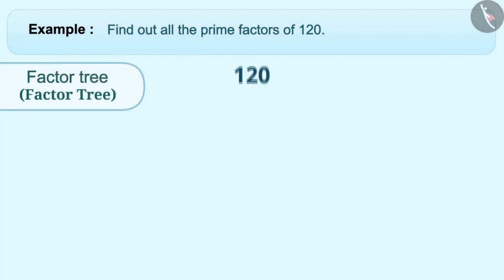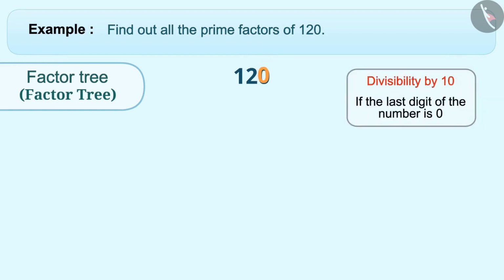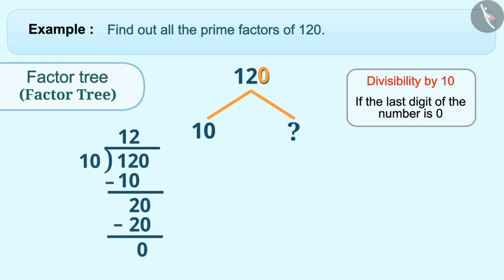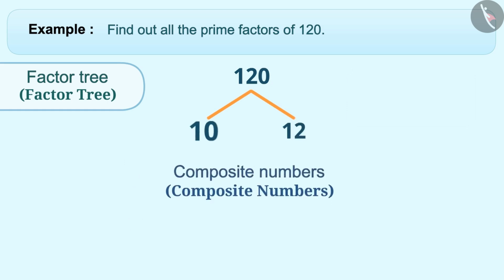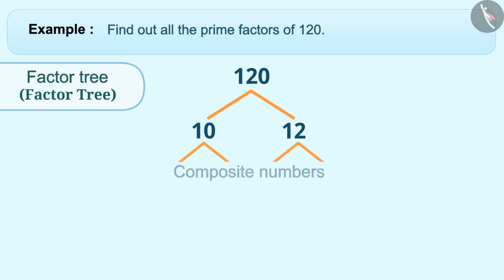Since the end digit of number 120 is 0, this number can be divided by 10. Which means one of the numbers among factor pair of 120 is 10. To find out the second number, we divide 120 by 10. By doing so, we get the second number of the pair, which is 12. As you can see, both 10 and 12 are composite numbers. So, we can express them in their factor pairs and extend factor tree.